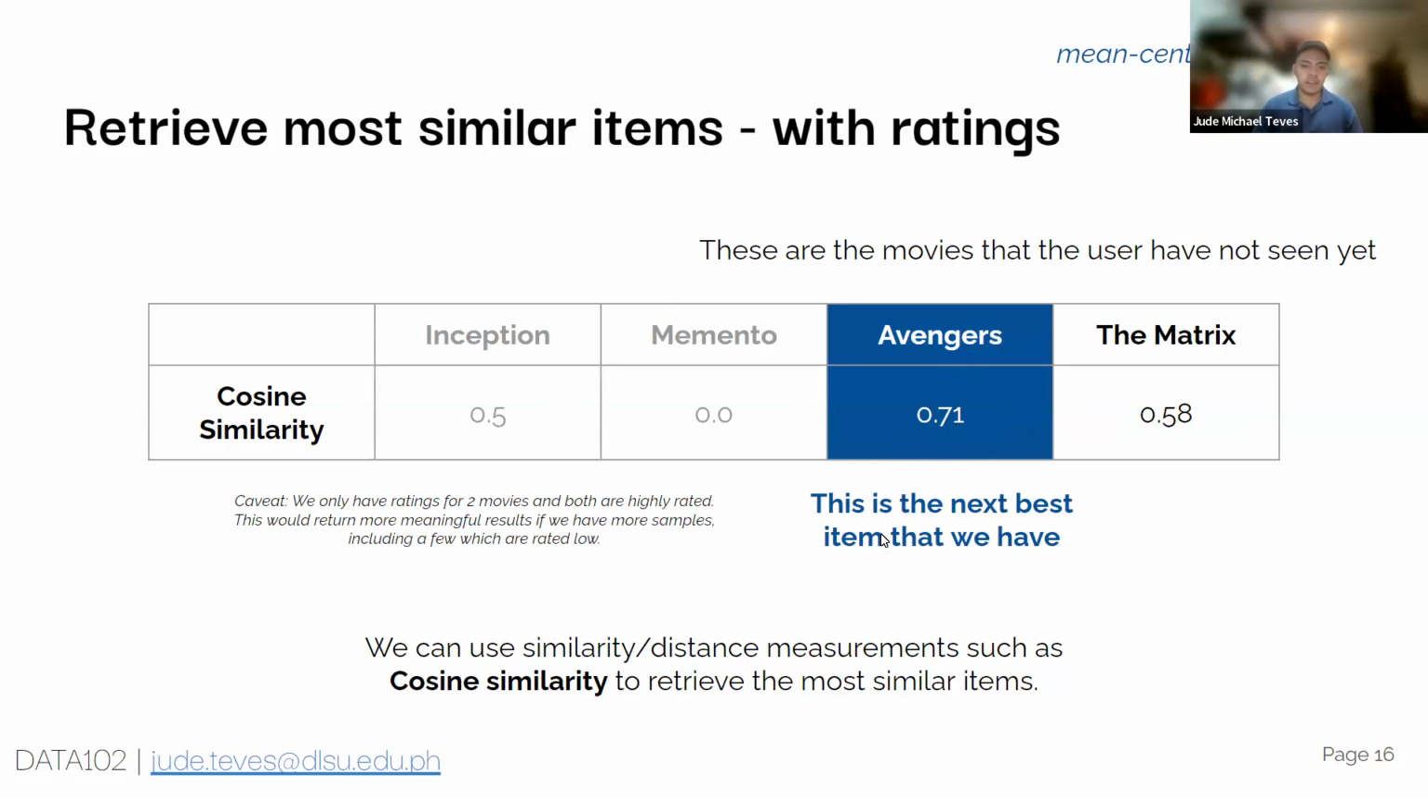There's a caveat here. We only have ratings for 2 movies and both are highly rated. This would return more meaningful results if we have more samples, including a few which are rated low.